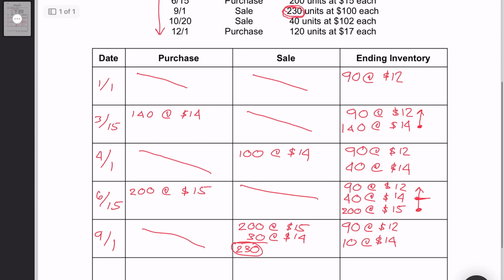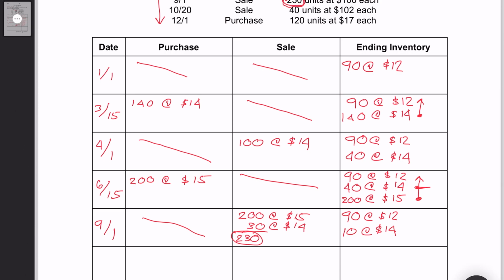Go ahead and scroll down. The next transaction occurred on 10/20. And this was another sale. So I'm going to cross out the purchase section. And we sold 40 units. Now, when I look over here again, we're going to allocate them from the newest to the oldest. So we're going to take those 10 units at $14. Now I'm going to go ahead and put my little line over here, knowing that I need to come up with a total of 40 units that I sold. So I sold 10. I know I've got to come up with another 30.